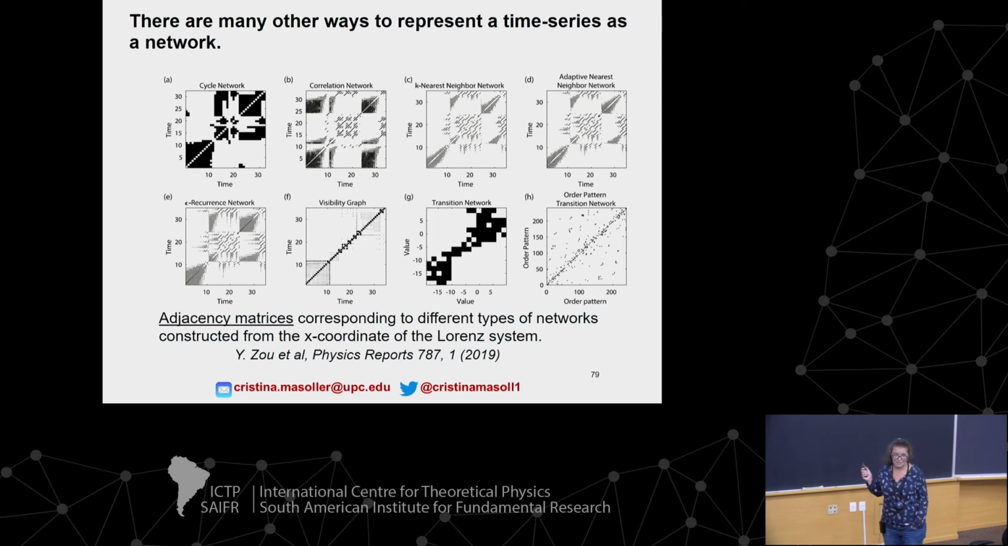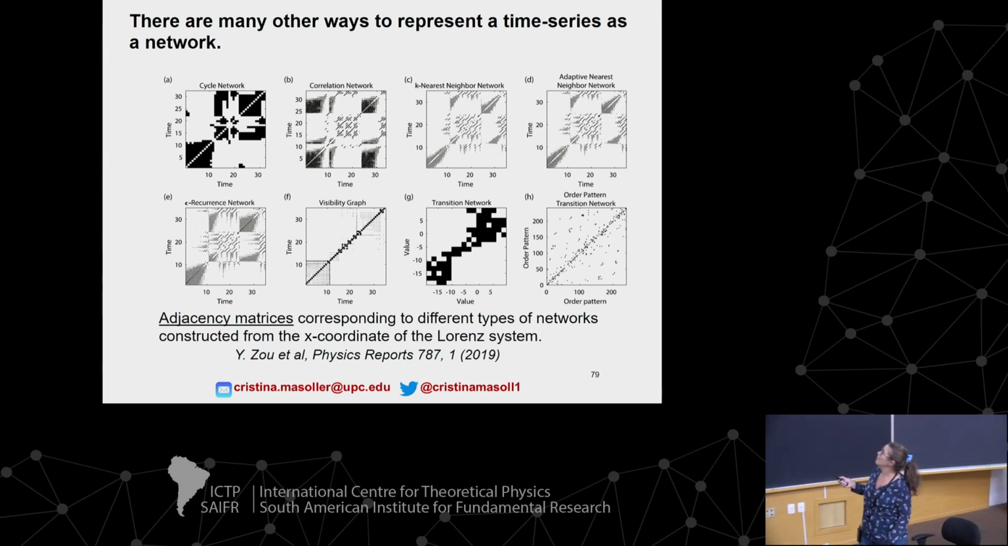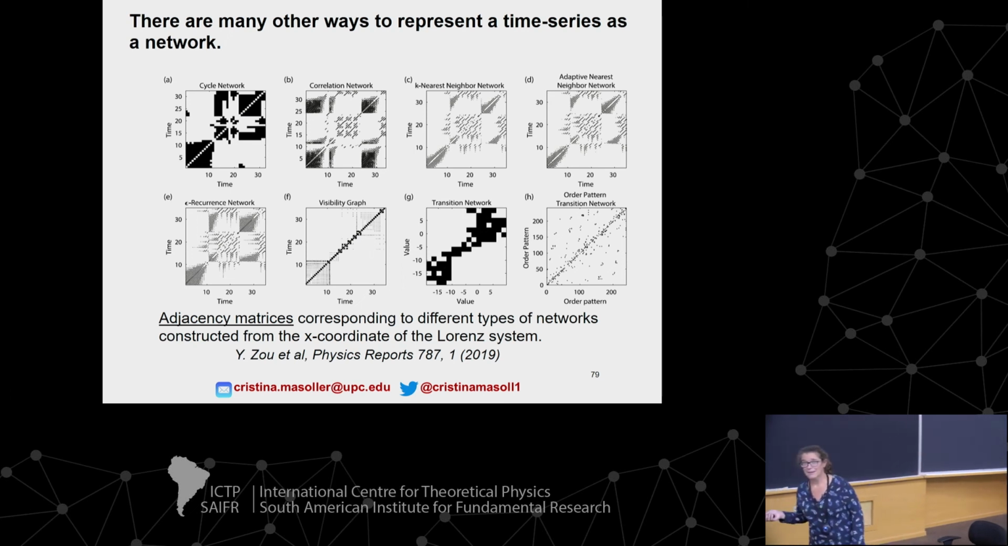And if anybody is interested, this adjacency matrix represents in black existing links, in white non-existing links. You can see that the time series is always the same, the x-coordinate of the Lorenz system, but the network that you obtain is quite different. And that's the problem also in time series analysis. Time series analysis extracts information, and then you need to think what to do with it.